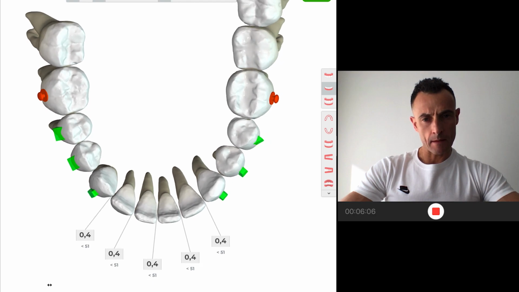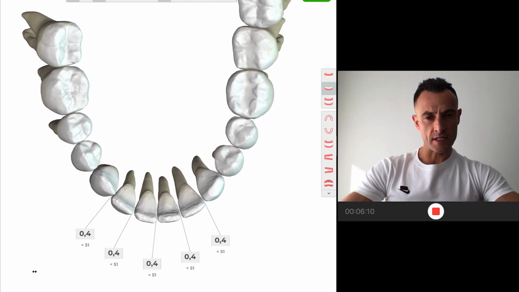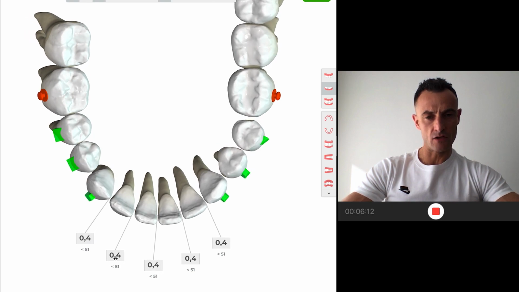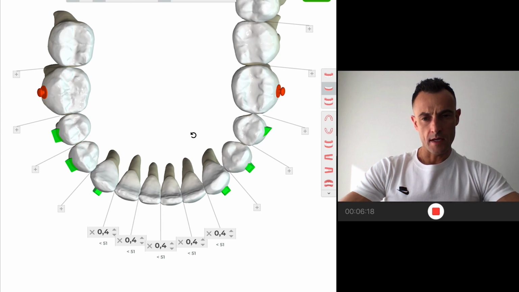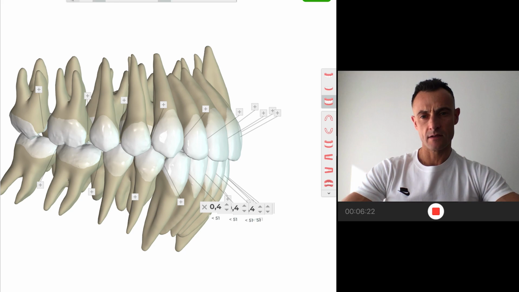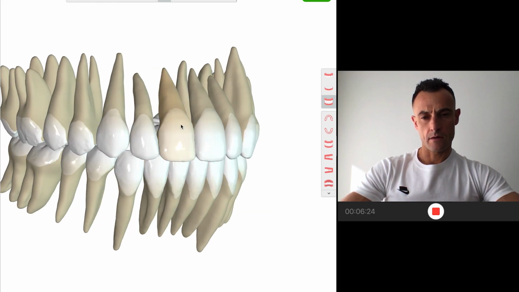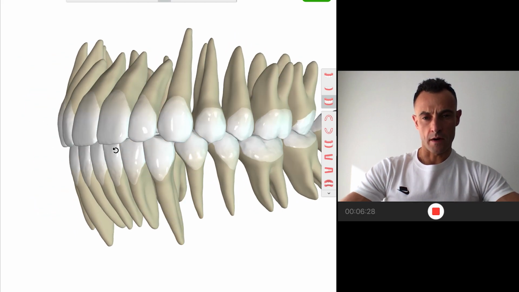What about the expansion? As you can see, the 5, what I'm doing is expand and rotate mesial out in the direction of the expansion, and then I do distal in. And as you can see, the final finishing of the case, where the midlines are centered, where the occlusion is in class 1.